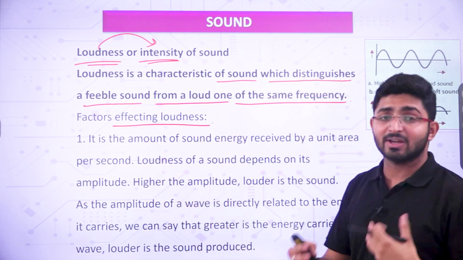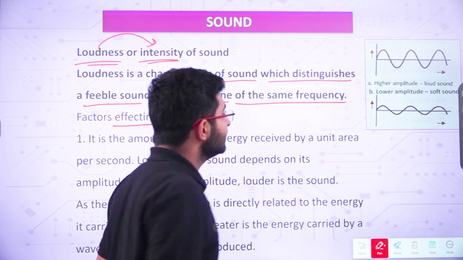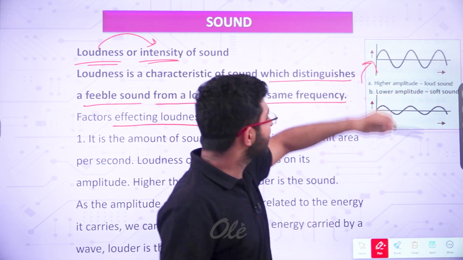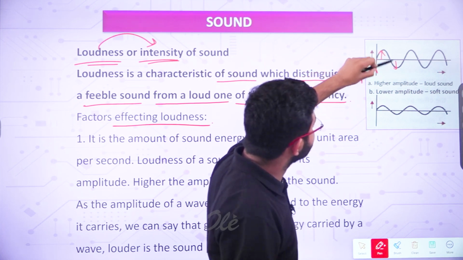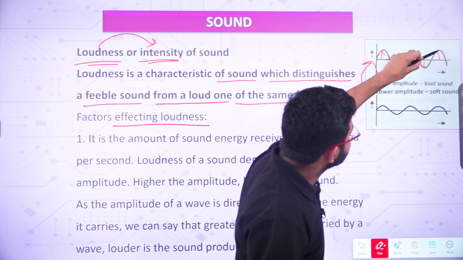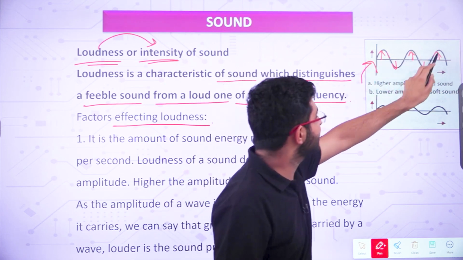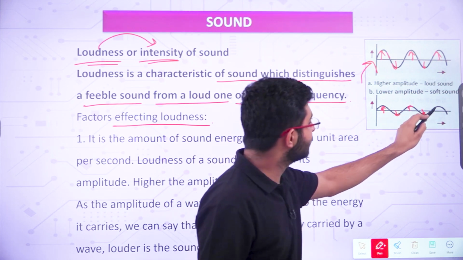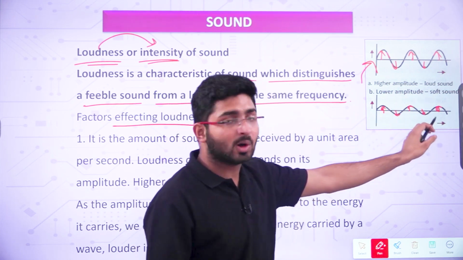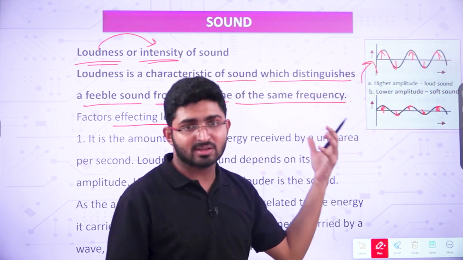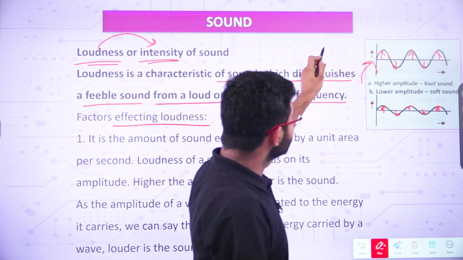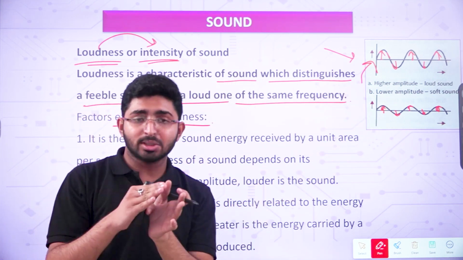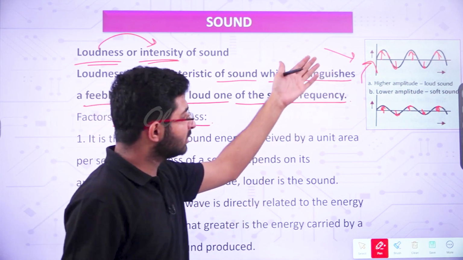Factors affecting loudness. Now what are the factors that affect the loudness? Firstly, you have to see here that we have two graphs. This will be the graph of higher amplitude, that is the loud sound. Whenever any wave has higher amplitude, this will be the amplitude. You can see that this wave is creating higher amplitude, but in this case the amplitude is smaller, so that's why this sound is soft and this sound is what we can call loud. So the point you understood from this graph is that the higher the amplitude, the louder the sound, and the lower the amplitude, the softer the sound. This is the crux of this graph.